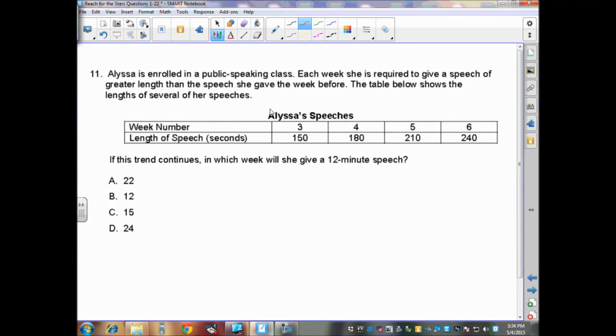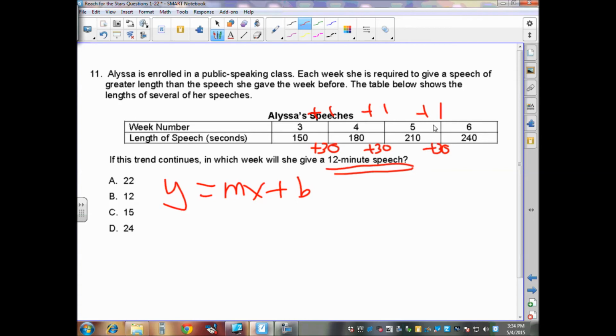Her speeches are going up in length. How long would she have to give a 12-minute speech? Well, first of all, just looking at the data, you can see that every week they're adding 30 seconds to each speech. So we know this is a linear relationship. Since it's linear, we are looking for y equals mx plus b. Since it's going up 1 each time, we know that 30 is your rate of change. We need to find b.